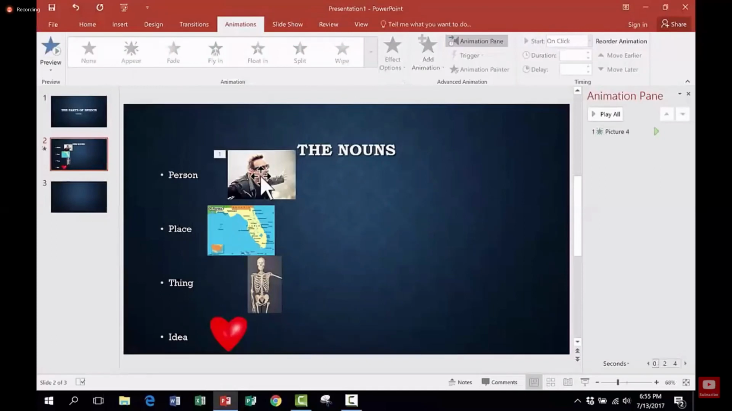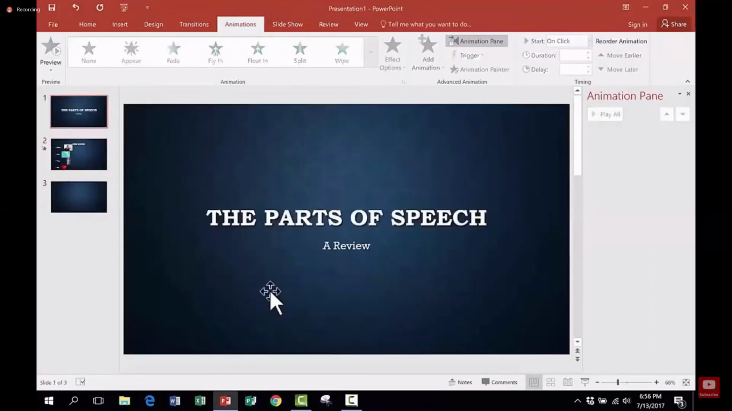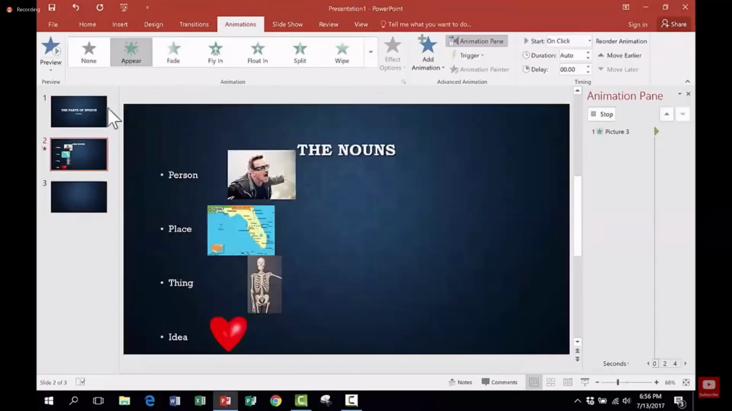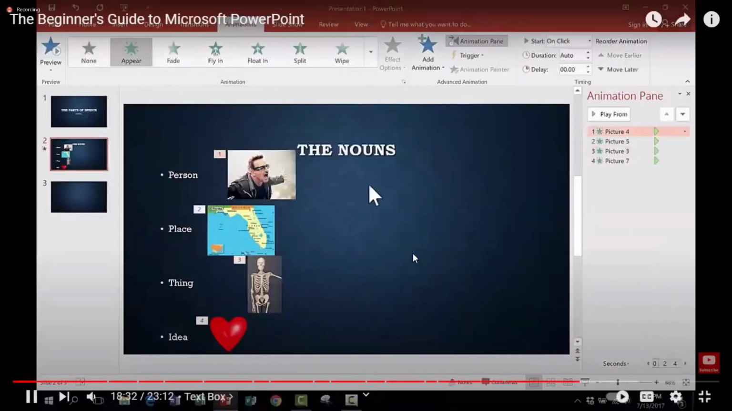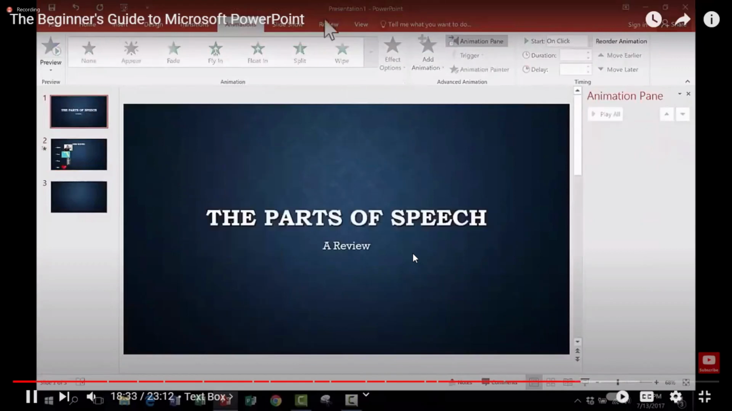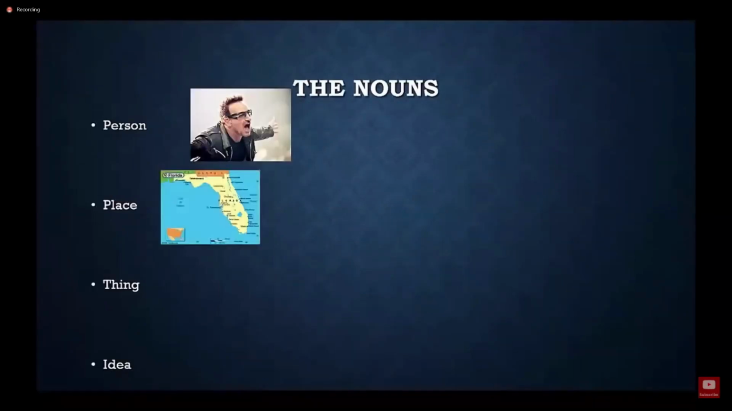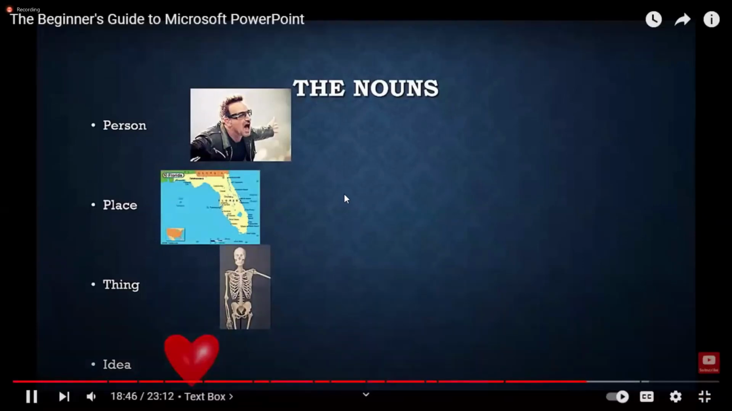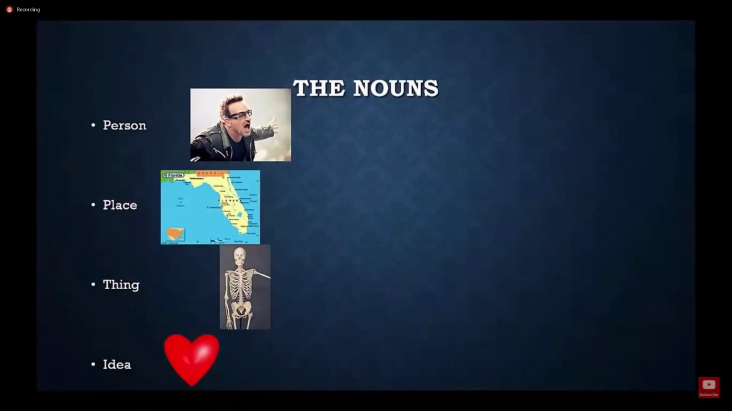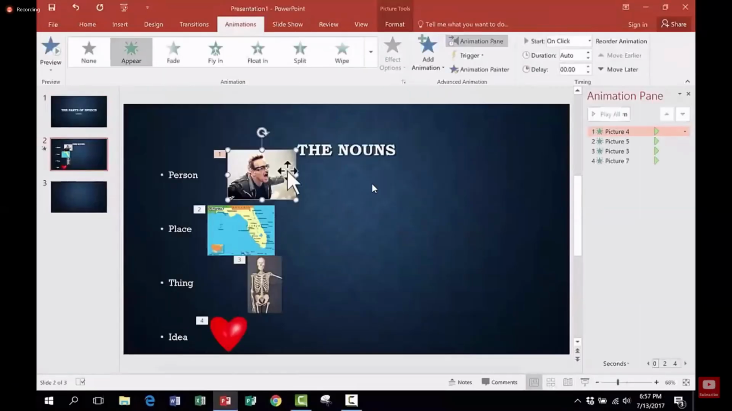So now this image will be animated. Next up, I'll click on the second image and choose appear for that one, and the same for each of the other images. Okay, so let's go back and try the whole presentation and see what it looks like. There's my title slide. There's my first content slide. Person, place, thing, idea. Every time I tap to advance the presentation, one of the pictures is animated and brought into the scene. I'm going to click escape.